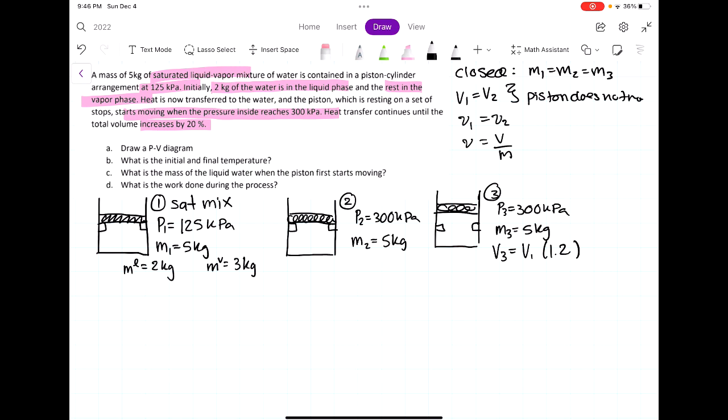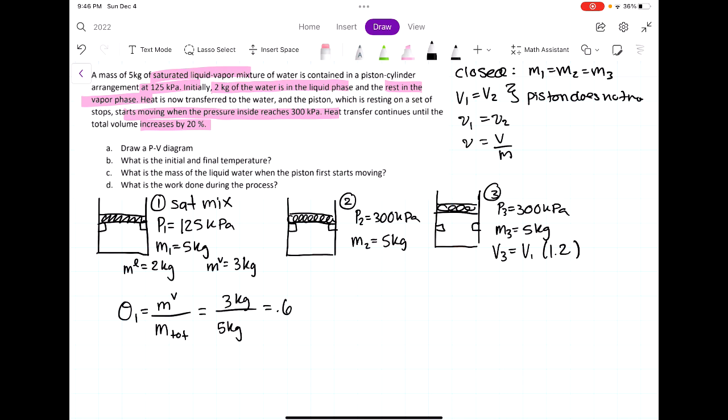And fortunately for us, we know that the quality formula is the mass of the substance that is in the vapor phase divided by the total mass of the substance. So the mass in the vapor phase is 3 kilograms, and the total mass in state 1 is 5 kilograms. So we get a quality of 0.6.